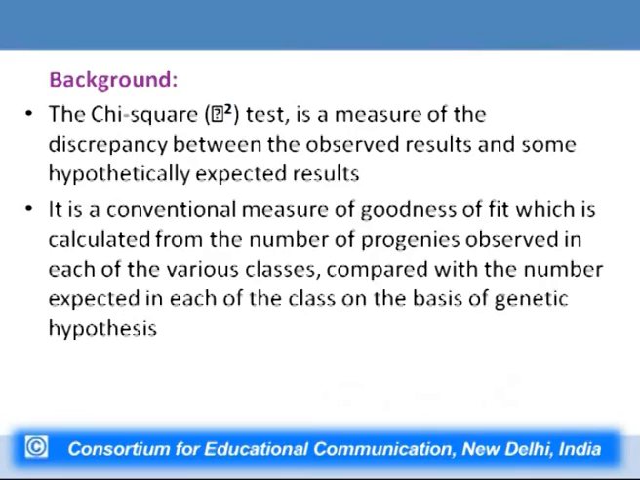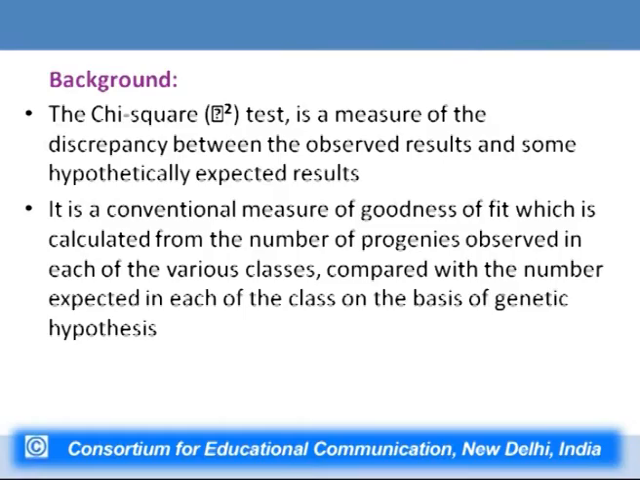Now, the chi-square test is also a measure of discrepancy between the observed result and some hypothetically expected result. So, we are proposing a hypothesis that this must happen in this particular experiment and we must get these particular phenotypes in this particular ratio. And we observe a given phenotype in a given ratio as the final outcome of the experiment. Now, we have to find out whether there is any discrepancy between the observed result and the expected result. This chi-square test is a conventional measure of goodness of fit, which is calculated from the number of progeny observed in each of the various classes, and this is compared with the number expected in each class on the basis of the genetic hypothesis.